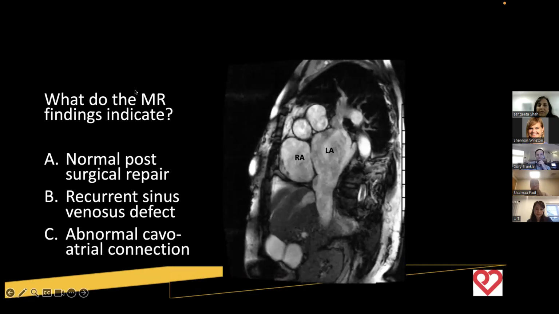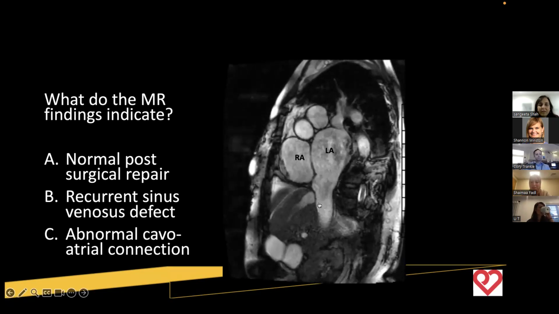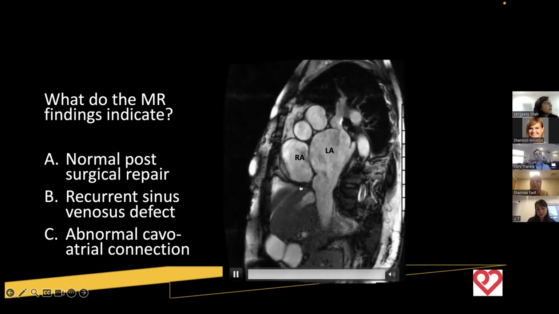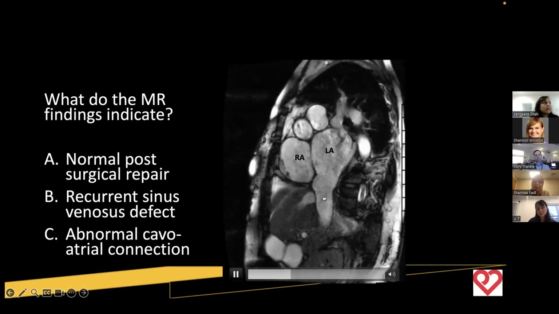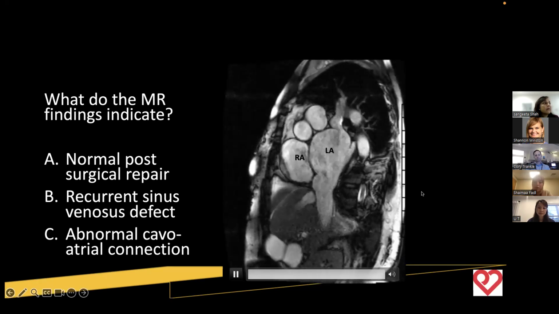Excellent. So yes, this is the IVC connected to the left atrium. The IVC should be directed to the right atrium. And this is a post-surgical appearance. In the attempt of repairing that sinus venosus defect, most likely an inferior sinus venosus defect, the IVC was redirected to the left atrium instead of the right atrium, which is a reported complication that can happen post-surgically.